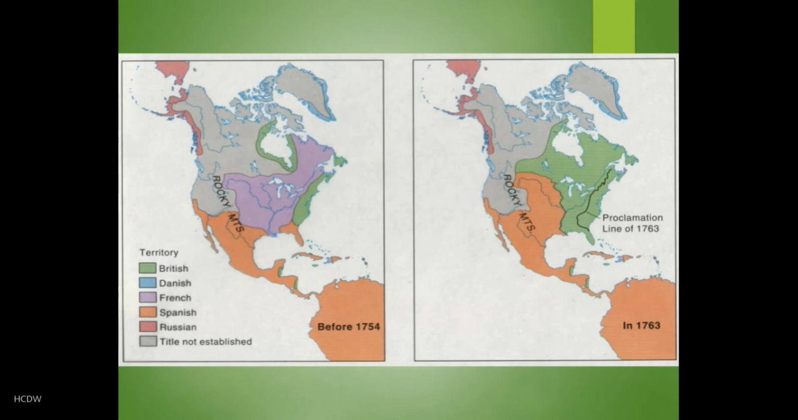So this map shows us the impact of the outcome of the French and Indian War by contrasting the North American situation before 1754, so before the French and Indian War, and then in 1763 after the war. And the biggest difference, of course, you see this purple splotch here, which was French-controlled territory prior to the war, and that purple splotch is essentially gone in the aftermath. It's all either British or Spanish territory.